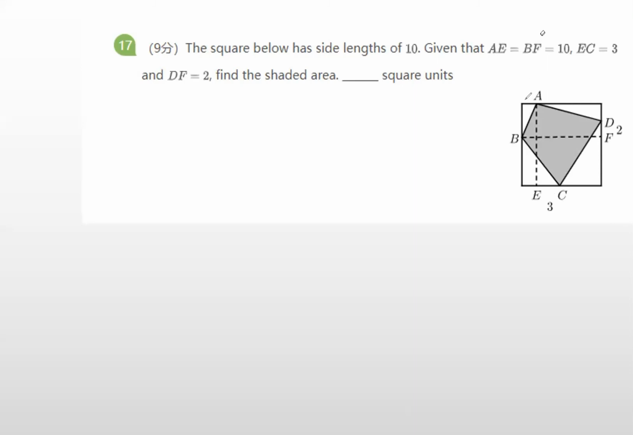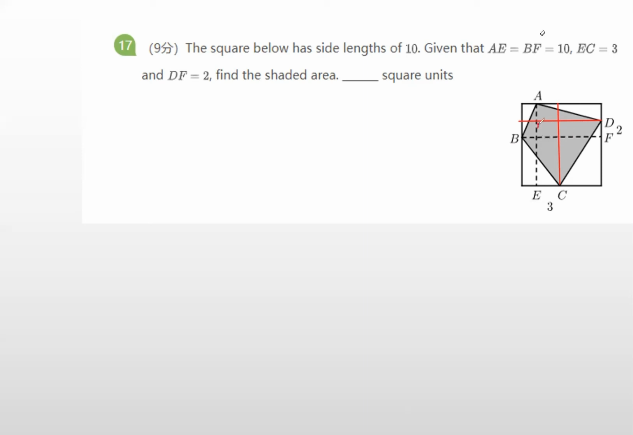A little hint here is, you see this rectangle, the shaded area is just half of this rectangle, right? Everyone knows this, because this triangle is just split in half. So what we can do here is draw some more lines to divide this shape. First, I'm going to draw a line from D parallel to BF. Then I'm going to draw a line from C parallel to AE. Now this question becomes easier.